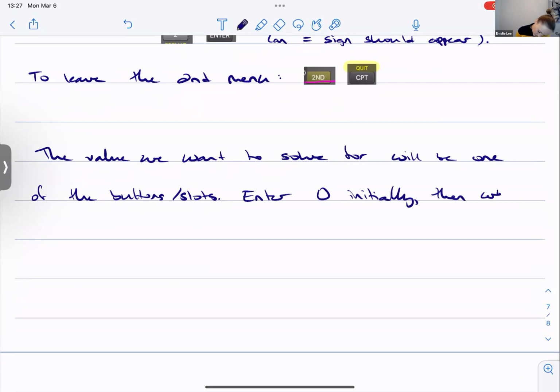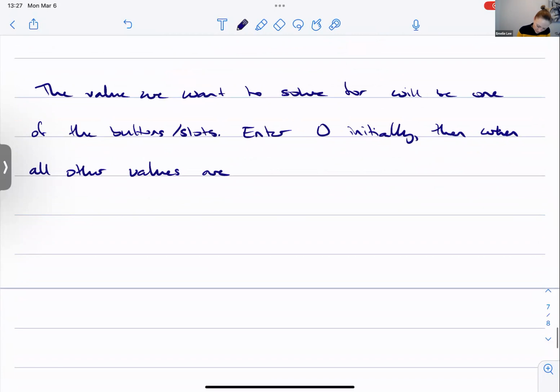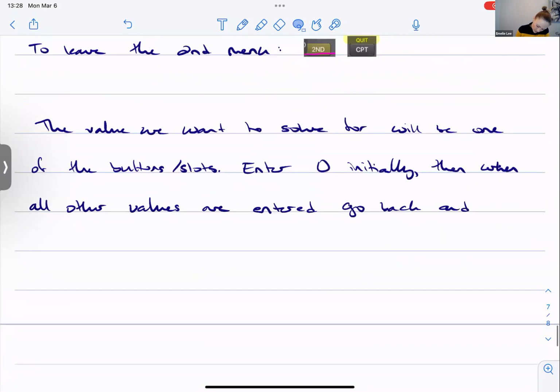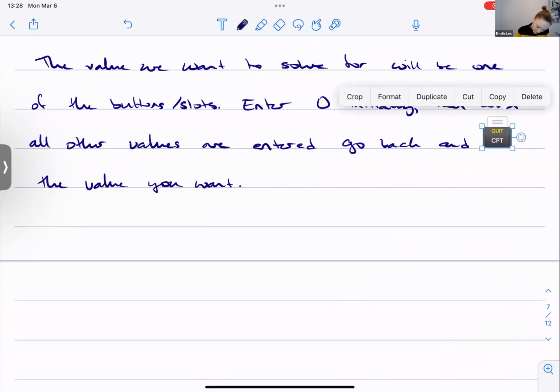Then when all other values are entered, go back and compute, and I do mean this one, and compute the value you want. All right, and this is compute.